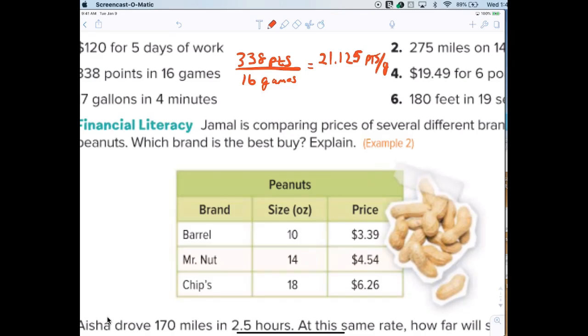And some kids say, well, I don't really think you can score 0.125 points. So we want to round that. We don't have to round it. It's possible to score a fraction of a point, because it's an average. This is an average, not exactly what you do. Everybody okay with that?